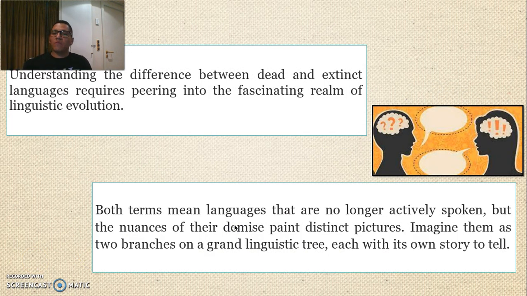So, understanding the difference between dead and extinct language requires peering into the fascinating realm of linguistic evolution, right? Both mean languages that are no longer actively spoken. So, for example, when I am talking about dead and extinct language, that means that many people are not using them or are not speaking anymore in a different country, culture, community, okay, etc. That is the meaning of dead and extinct language in general terms.